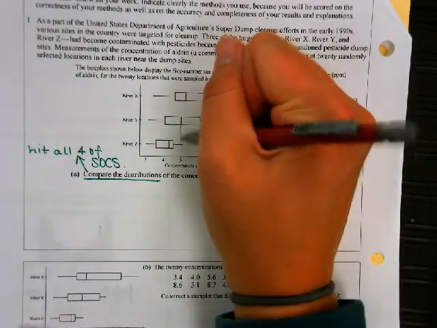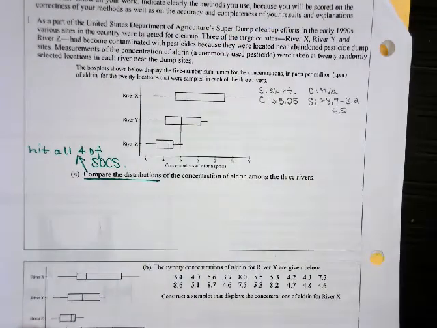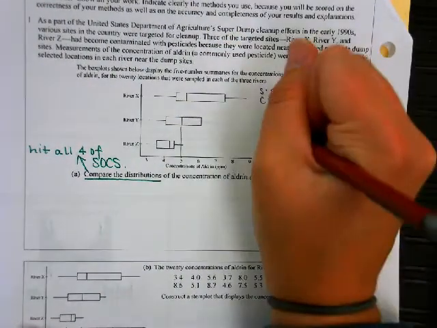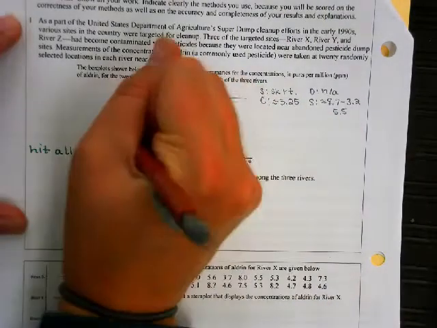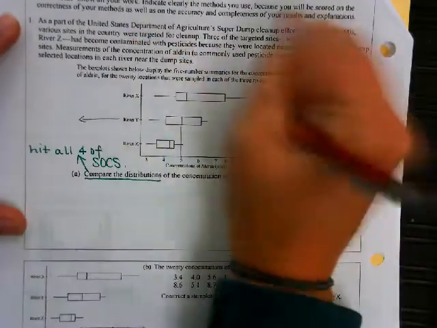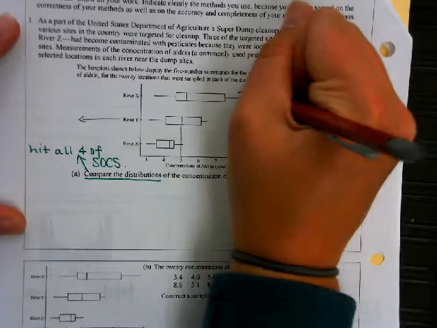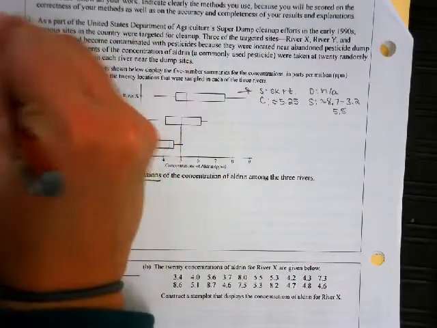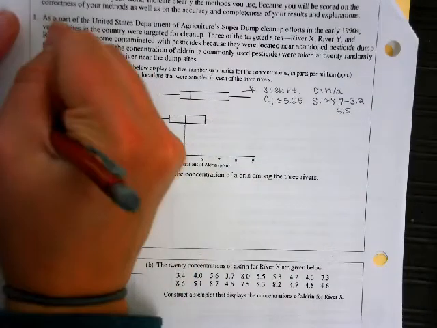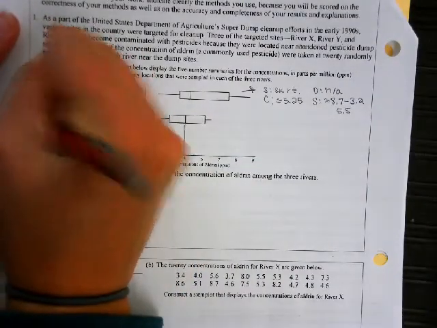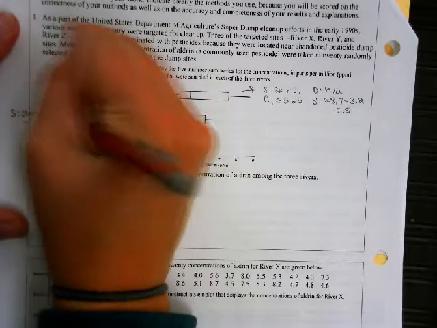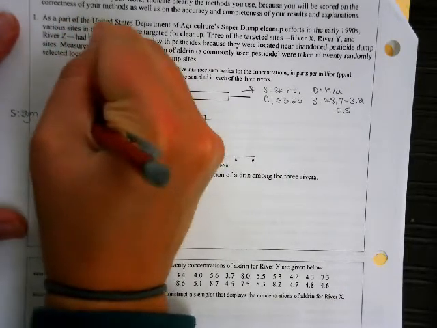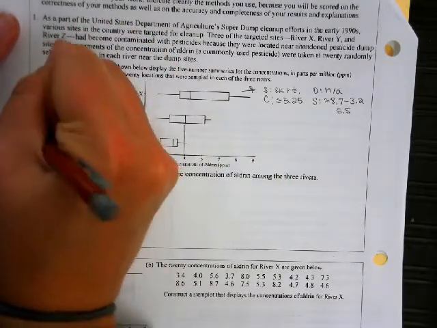So center of river Y is about 5. What's the shape of river Y? What would you say the shape is? Nobody? Roughly symmetrical. I would say it's roughly symmetrical too. Thanks, Sal. Outliers we already talked about. There aren't any.